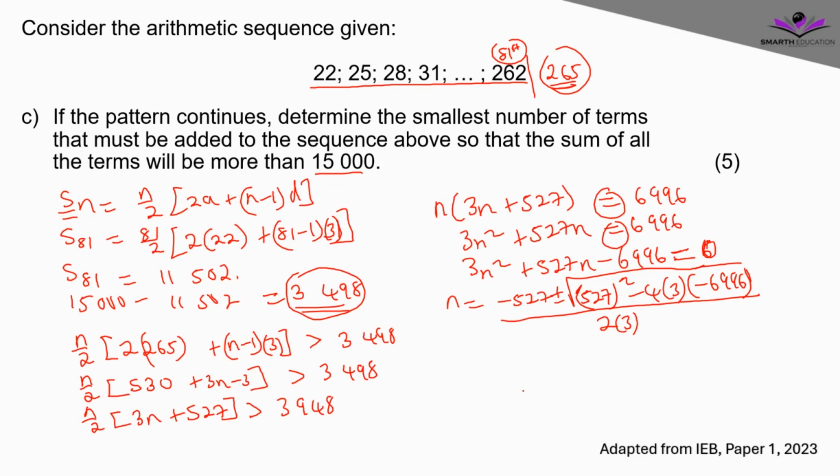Okay, you can use your calculator. You get n is equal to 12.39, or n is equal to negative 188.07. So we discard this, and then we remain with this. Now, how many terms must we add to get just above 15,000? How many more terms should we add? It should be 13. So n is equal to 13. See that we're getting the same answer.